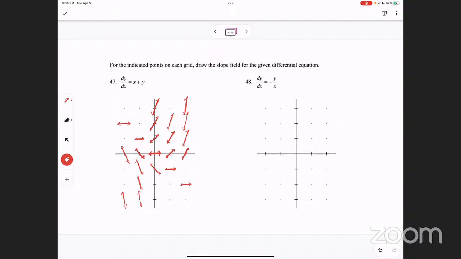Should be fine. I'm looking up a slope field example. Pretty sure that's how that worked. This explanation did not help. How to draw a slope field.